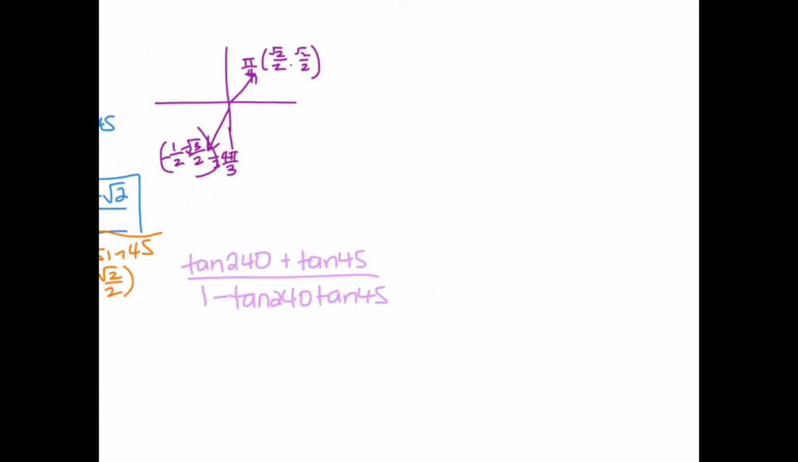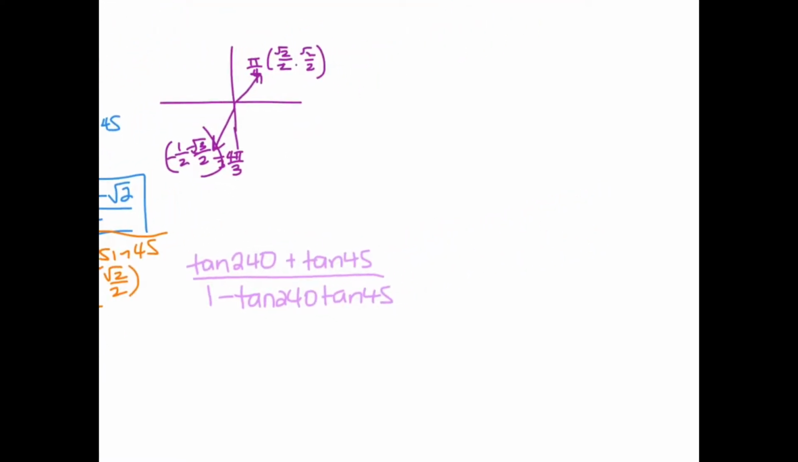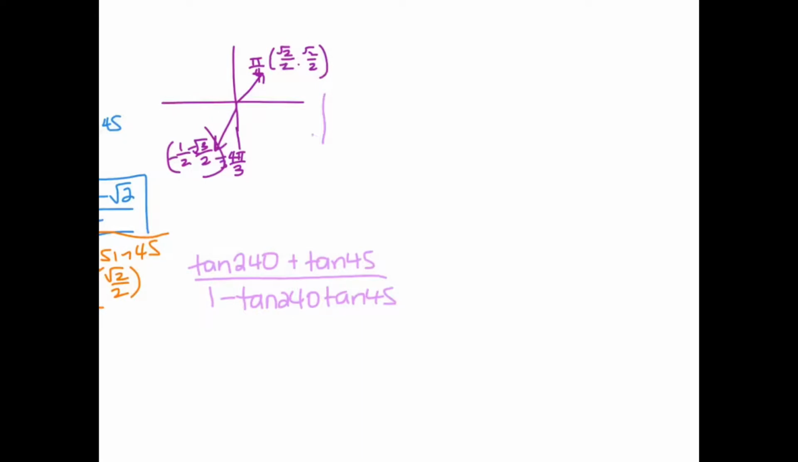At pi over 4, my tangent is 1. And at 4 pi over 3, my tangent is root 3. And it's a positive root 3. So I end up with root 3 plus 1 over 1 minus root 3 times 1. I get root 3 plus 1 over 1 minus root 3.